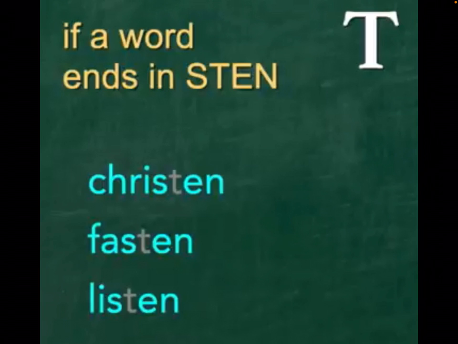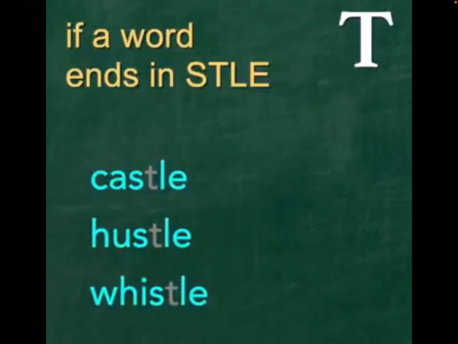And if a word ends in STLE, like castle, hustle, whistle, the T is also silent. So if a word ends in STLE, we do not pronounce the T, like castle, hustle, whistle. You are not hearing me say castle or hustle or whistle. No, castle, hustle, whistle.